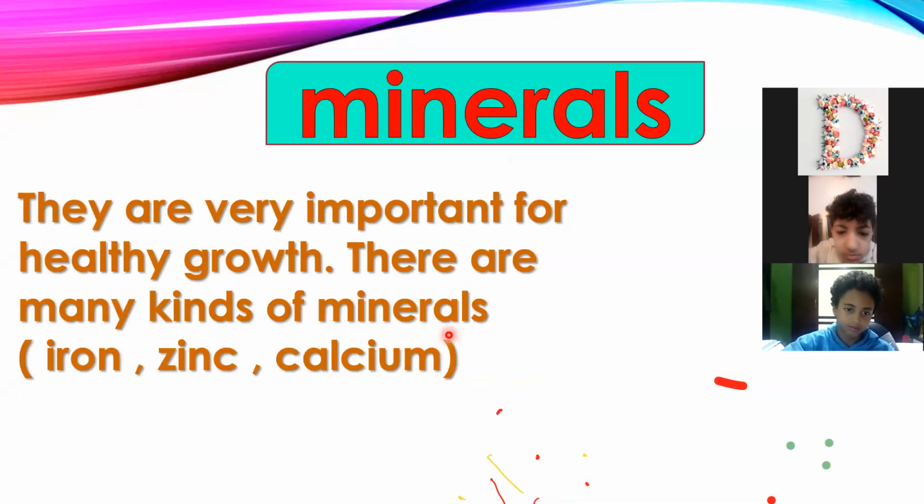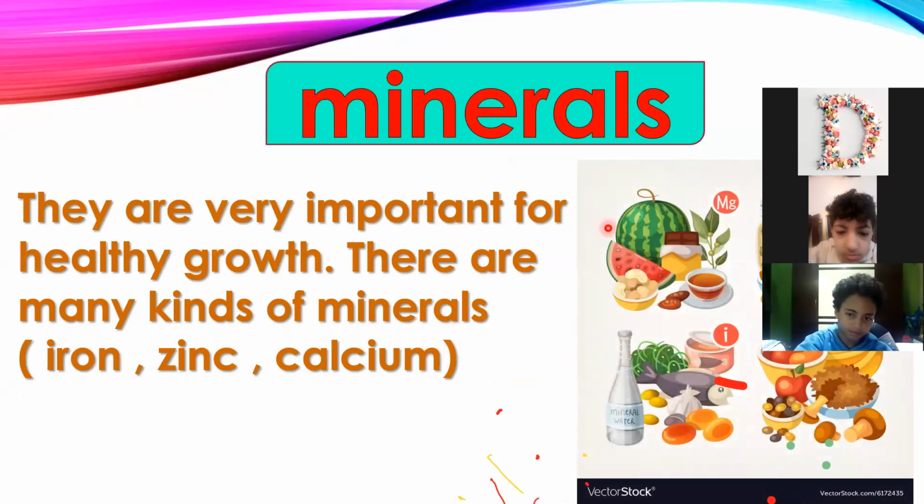So let's see next. Minerals. And what is the meaning of minerals? They are very important for healthy growth. They make us grow. And there are many kinds of minerals like iron, zinc, and calcium. We can get these minerals from many foods like fish. For example, calcium we can get from milk and cheese and so on. Iron we can get from maybe aubergine.